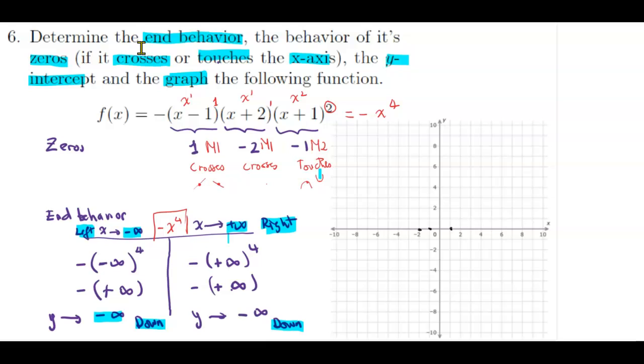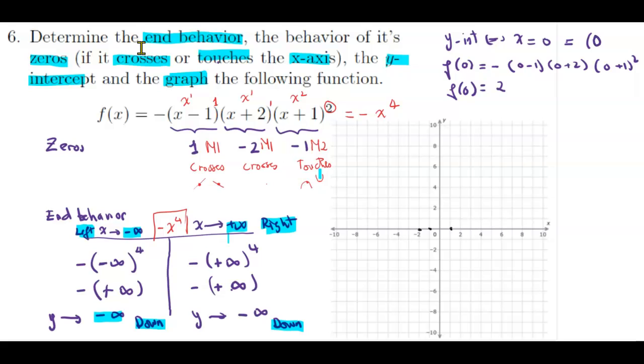I think we are ready for the graphing, although I don't have the y yet. Let me do the y-intercept. So how can I get the y-intercept here? This is equivalent to x equals 0, right? So we'll just plug in f of 0. Once you plug it in, you're going to have minus 0 minus 1 times 0 plus 2 times 0 plus 1 squared. And this 1 times 2, 2 times minus 1, is going to be minus 2, times the minus sign, it's going to be a 2. So this is going to be my y-intercept. The y-intercept is equal to (0, 2). All right, (0, 2) will be right here.